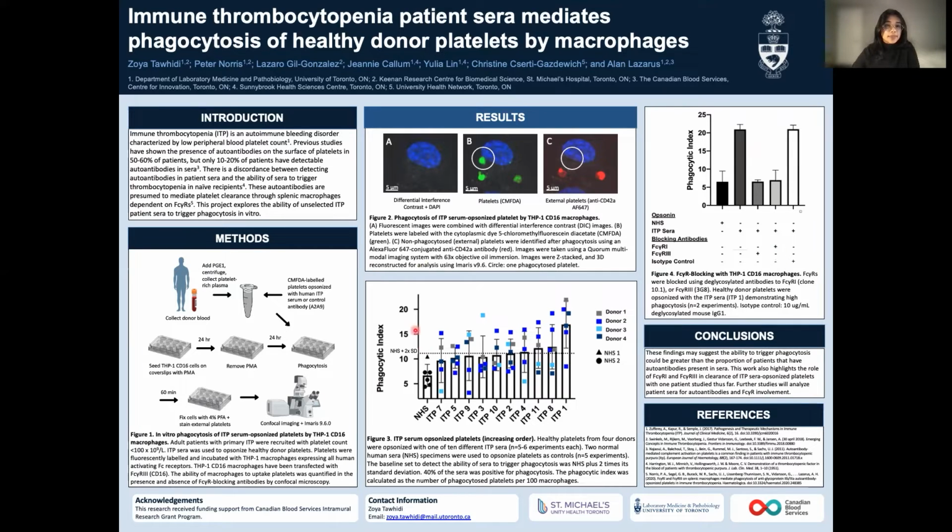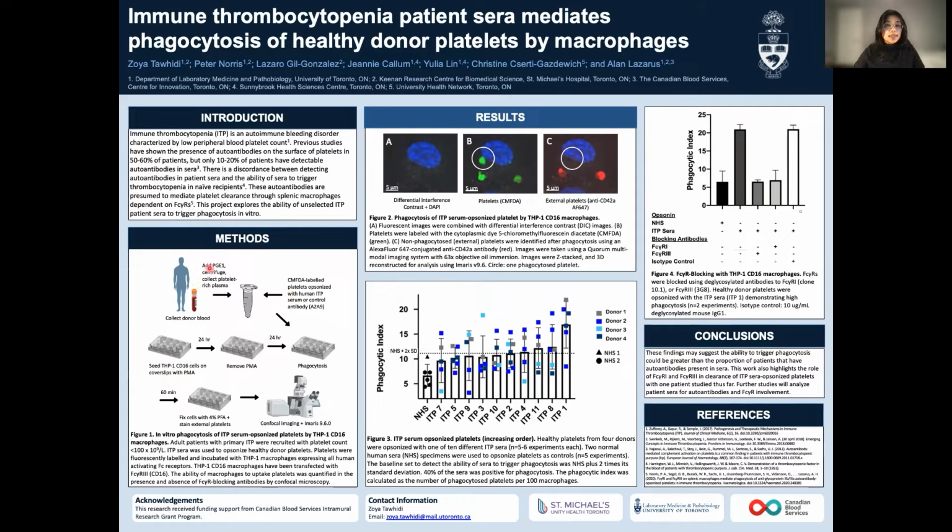As per our methods, we conducted an in vitro phagocytosis assay using a THP1 cell line expressing all human activating Fc receptors. The THP1 CD16 macrophages have been transfected with FcR3 or CD16 in our lab. These macrophages were seeded into wells and treated with PMA for 24 hours to allow them to differentiate from a suspension cell line into an adherent cell culture.